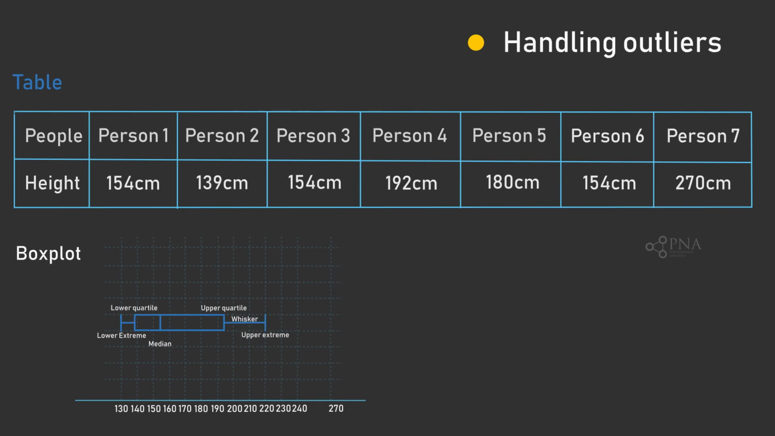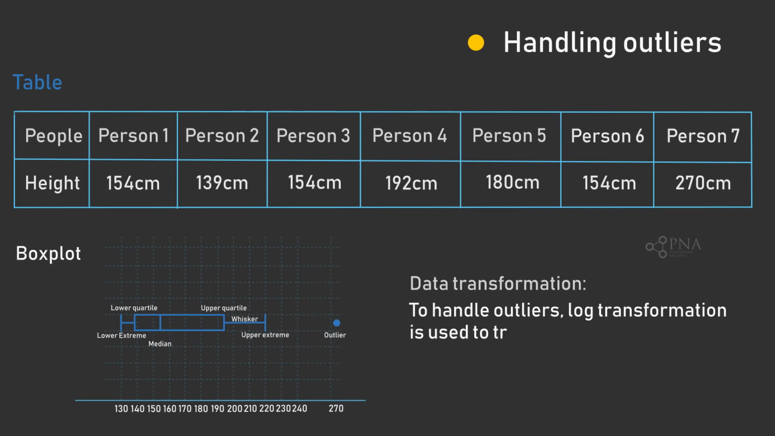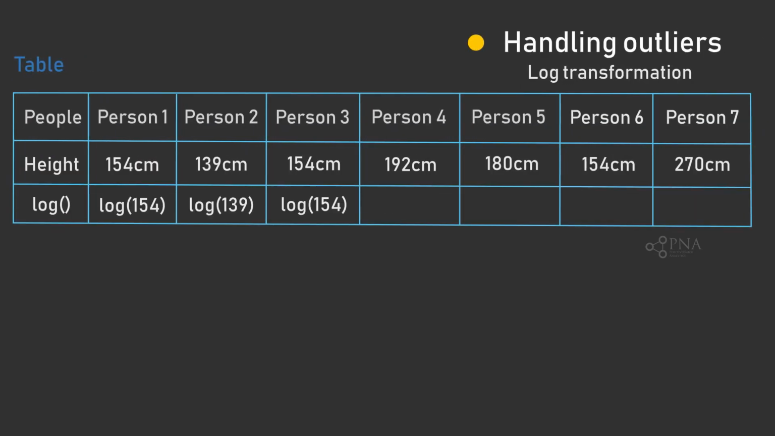Some data will be outliers when compared to the remaining dataset. To manage these outliers, we use log transformation to find the correct value and match them to the dataset.